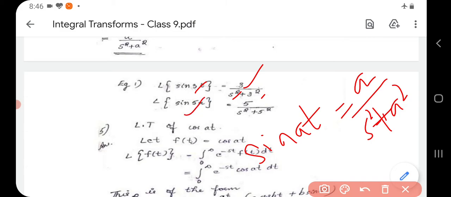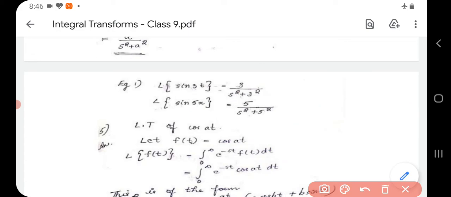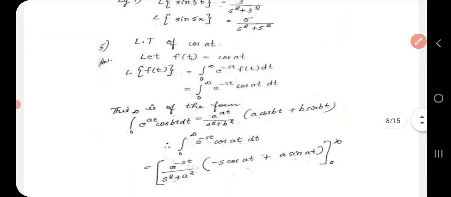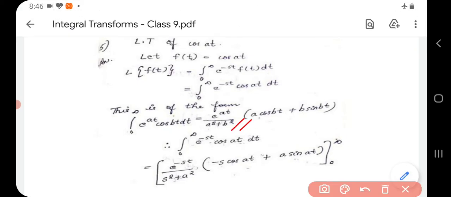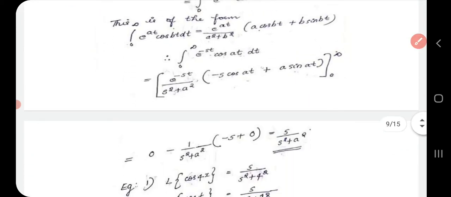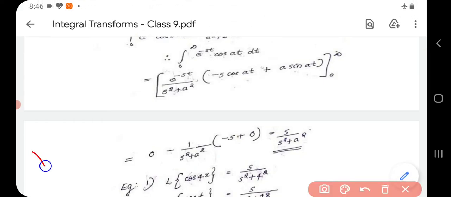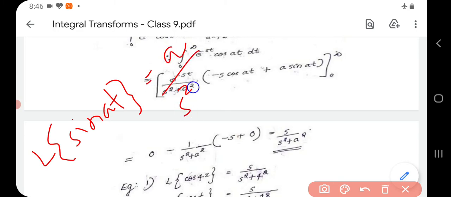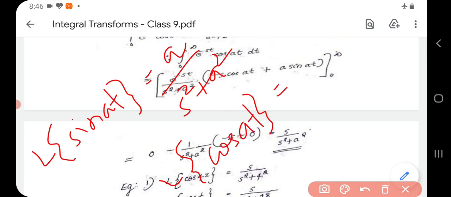Now sin 5x. That is also of this form. Your a is 5. 5 by s square plus 5 square. Now similarly cos at. The integration and the steps are the same. The only thing is that there will be a slight change in the formula, so I am not explaining it again. Laplace transform of cos at is s by s square plus a square. So see the difference. Laplace transform of sin at was a by s square plus a square, whereas Laplace transform of cos at is s by s square plus a square.